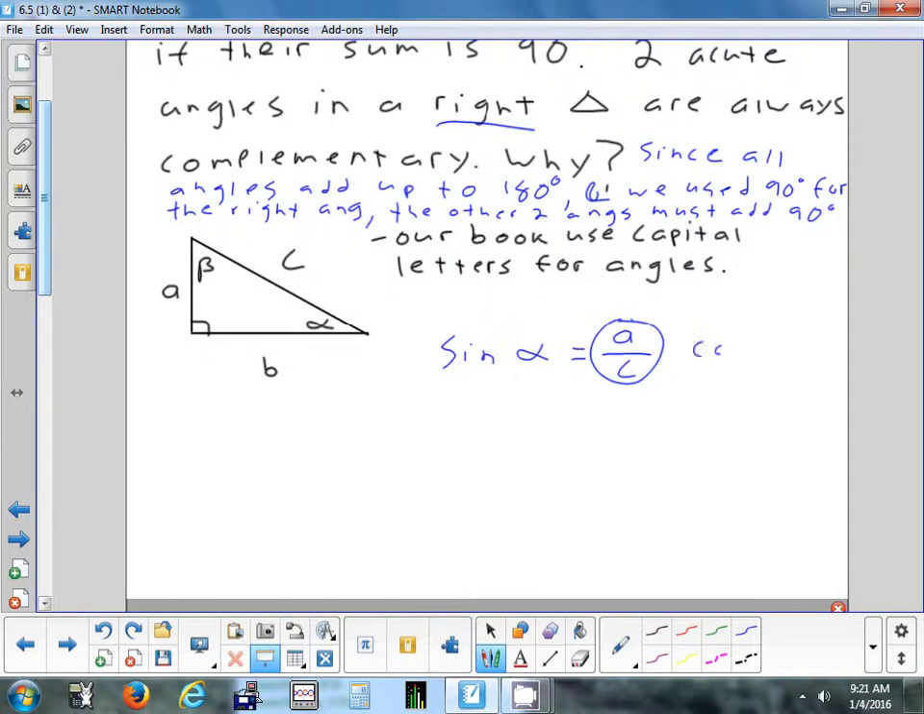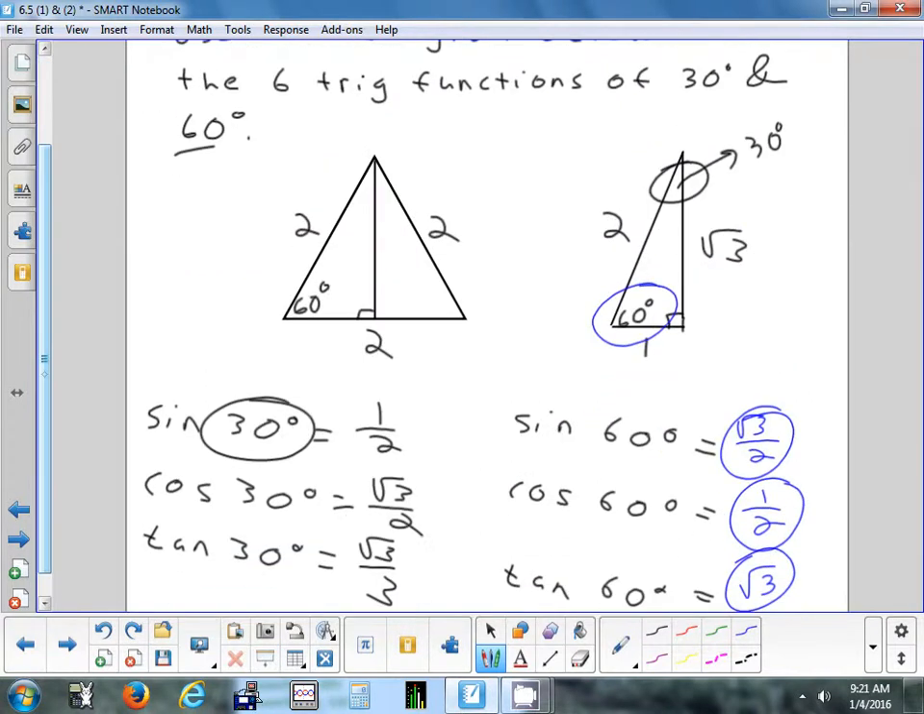Okay, let's find the cosine of beta. Looking at the same diagram, anyone think they can tell me the cosine of beta? What is it? It's A over C again. Yep. Adjacent over hypotenuse. So what do you notice about sine of alpha and cosine of beta? They're the same. We've already seen this idea with numbers before. Sine of 30, cosine of 60. Came out the same.